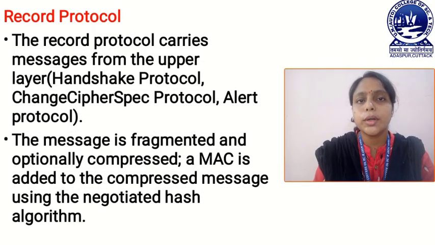Here the record protocol carries messages from the upper layer. That means from the handshaking protocol, change cipher protocol and alert protocol. Next, the message is fragmented and optionally compressed. A MAC is added to the compressed message using the negotiated hash algorithm. That means this record protocol carries the message from the upper layer, and that message is fragmented and optionally compressed, and a MAC is added to that compressed message using a hash algorithm.